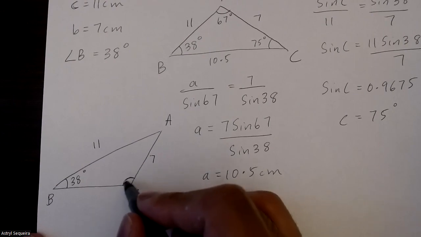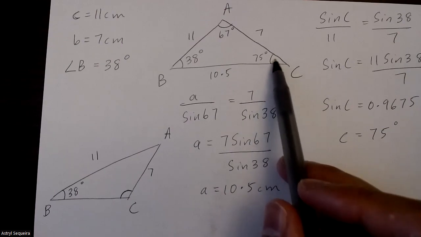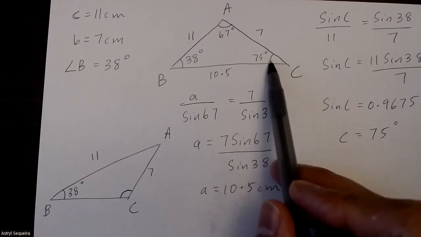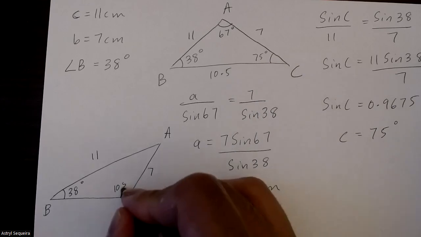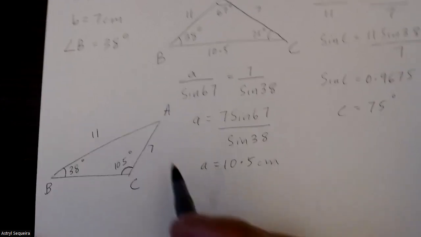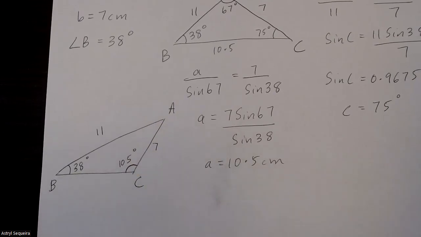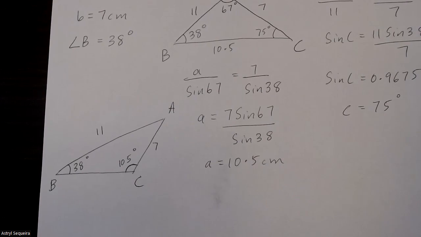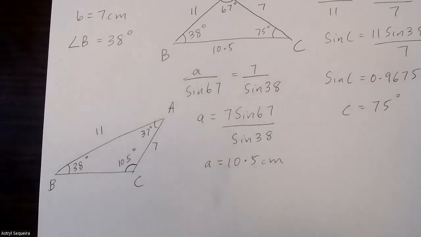The next thing I'm going to find is this obtuse angle over here. To find this obtuse angle, I do 180 minus the acute angle I found in the first triangle. So 180 minus 75 is just 105 degrees. And then I can find angle A by doing 180 minus these two. 180 minus 38 minus 105 is just 37 degrees.